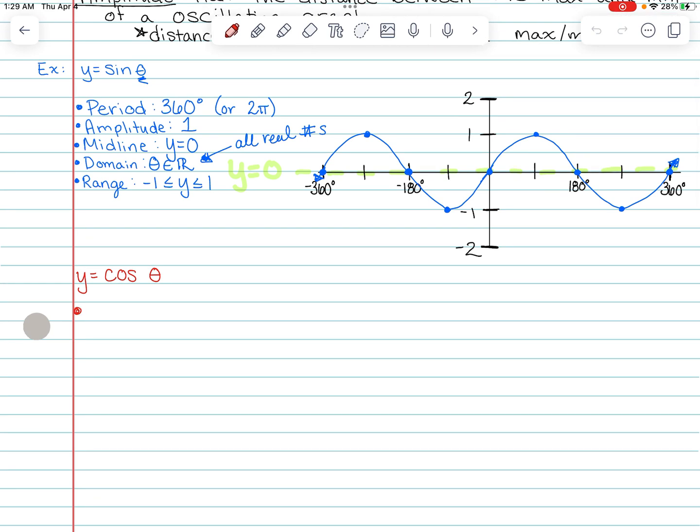So, again, when it comes to these graphs, I am always going to label 5 things. The period, the amplitude, the midline, the domain, and the range.